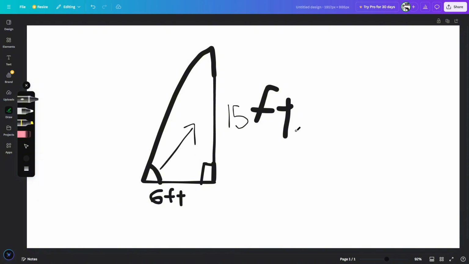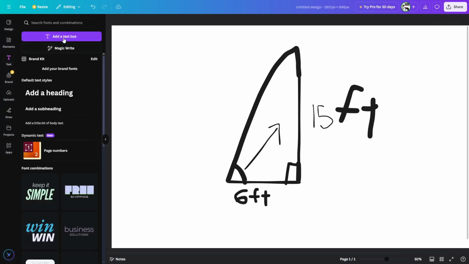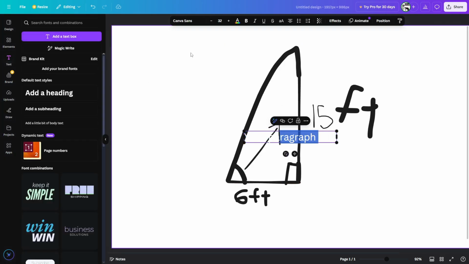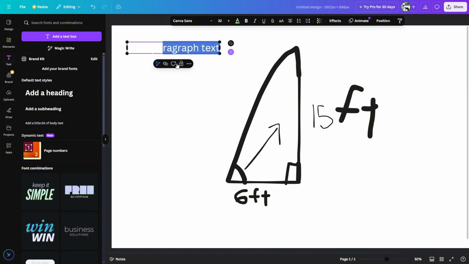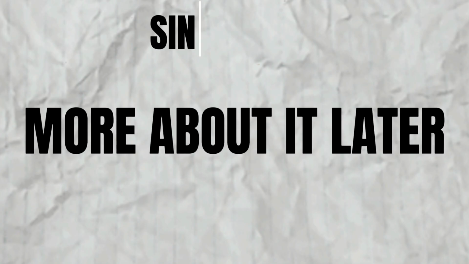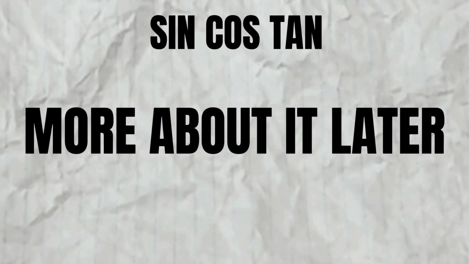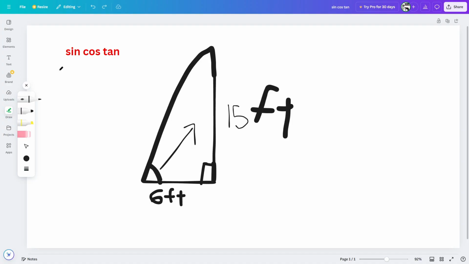And in geometry, we use the basics of sin, cos, and then tan.